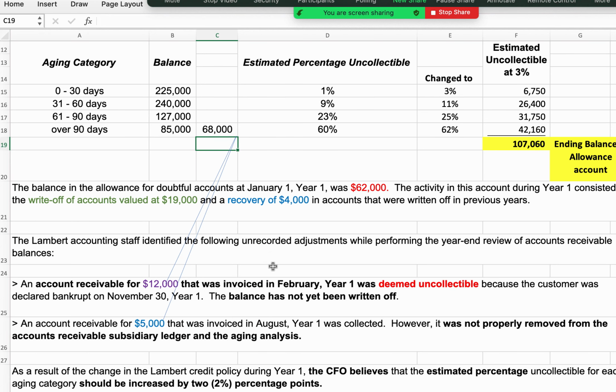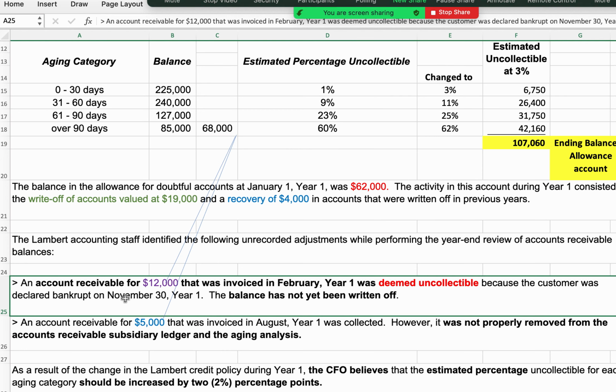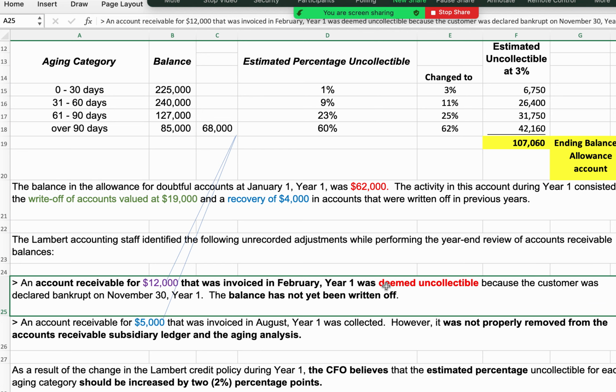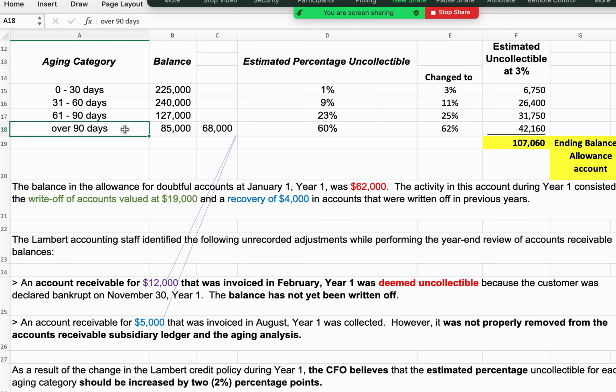So what I did, I hope this is clear when I show it to you how I handled this. As I said, we have this $12,000 that was deemed uncollectible. So I need to remove it from the grouping of allowance for uncollectible accounts, because I know it's uncollectible. This client declared bankruptcy. We're not going to collect that $12,000. We didn't find out until November 30th. So in November, that's the last 30 days of the year, we need to subtract this $12,000 from the balance of the accounts that were past due more than 90 days.